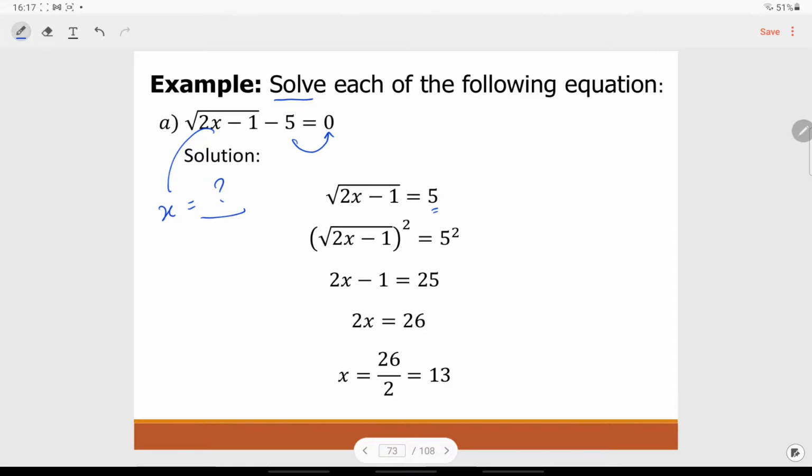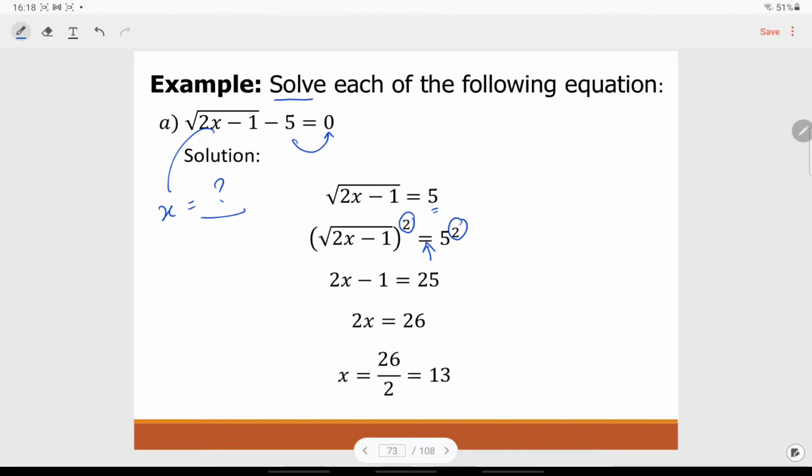Okay, we have 5 at the other side, and then our problem now is the radical sign. So how to cancel out this one? By putting the power 2 at both sides. Remember, we need to do it on both sides in order to keep the equation true. So we put a square here, and we also put a square at the right side.